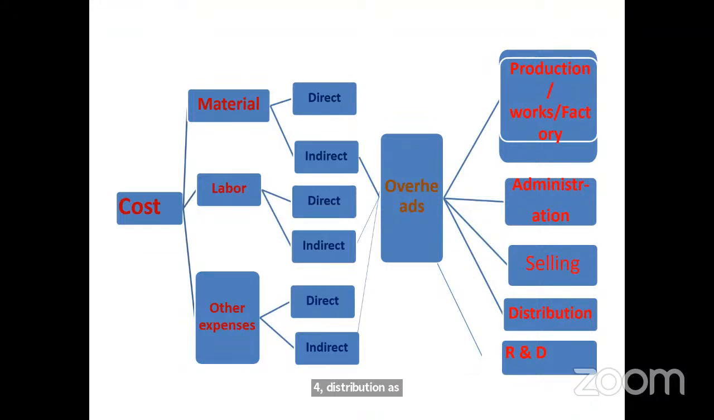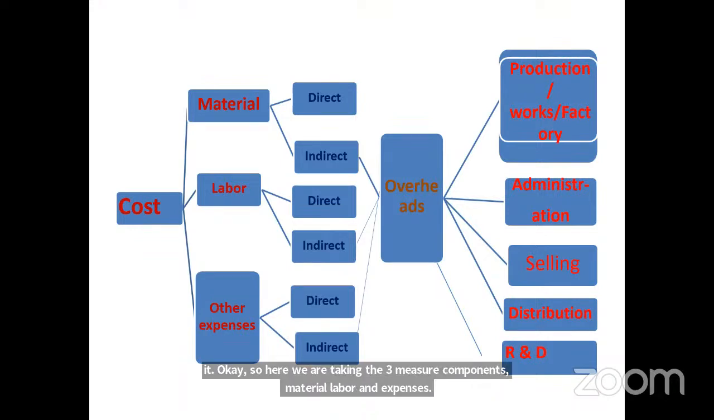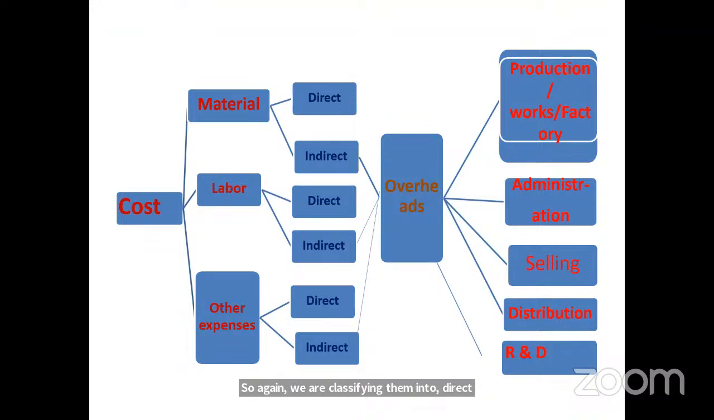So here we are taking the 3 major components: material, labor, and expenses. Again, we are classifying them into direct and indirect components. The summation of direct components, that is direct material, direct labor, and direct expenses, is known as prime cost. The aggregation of indirect expenses is known as overheads. So overheads may be of 5 types.